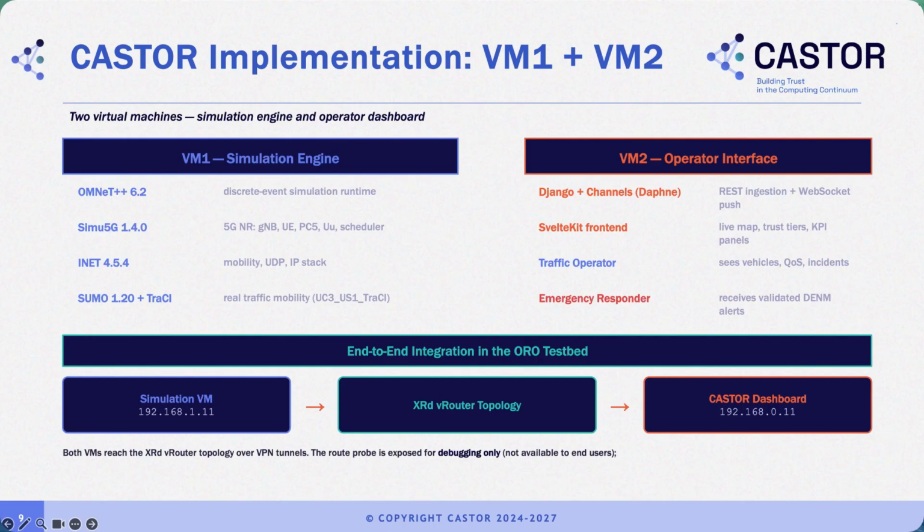On the first virtual machine, Simu5G gives us the full 5G new radio stack. The roadside unit does the heavy lifting: message fusion, 5QI scheduling, and policy enforcement. The geo service provider node correlates incidents and the topology models real link delays. On VM2, the Django and Channels backend ingests over REST and pushes over WebSocket. The SvelteKit frontend renders the live map, trust tiers, and KPI panels. That's the single screen where the traffic operator sees vehicle and quality of service, and the emergency responder receives validated alerts.